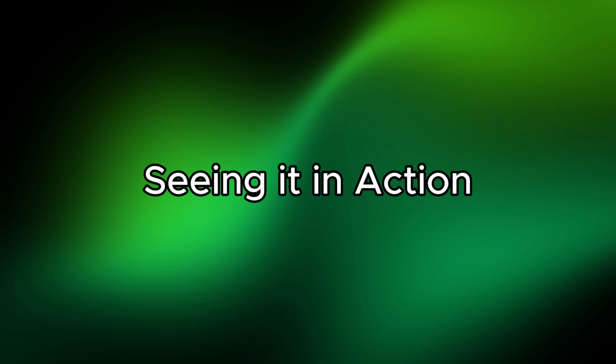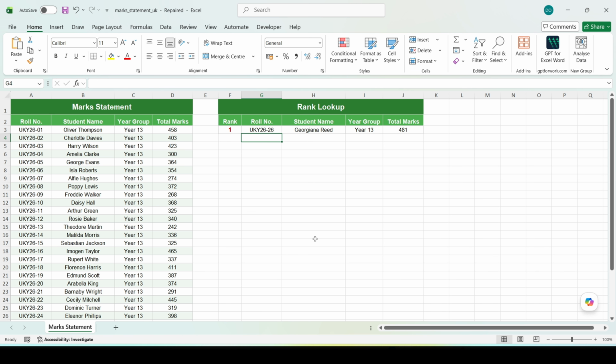Seeing it in action. And look at that. Excel has instantly pulled through all four columns for the rank 1 student. That's Georgina Reed. Roll number, year, total marks, all giving the top of the class.